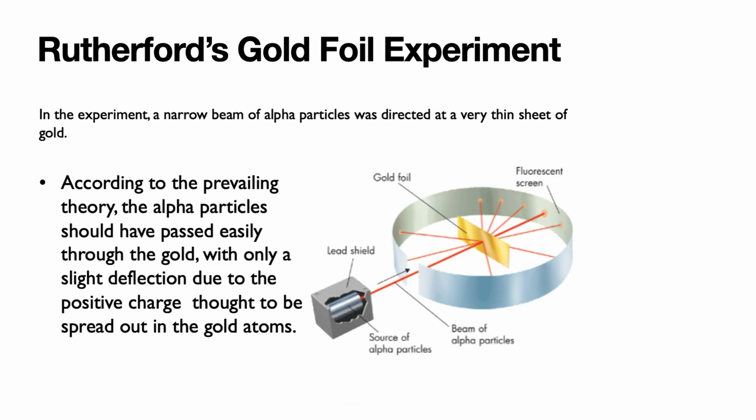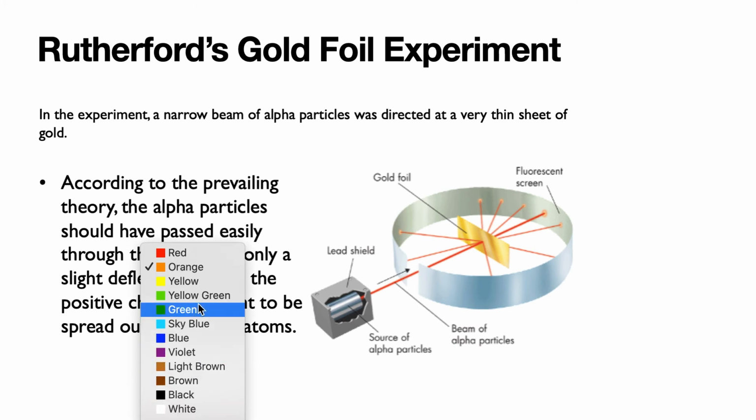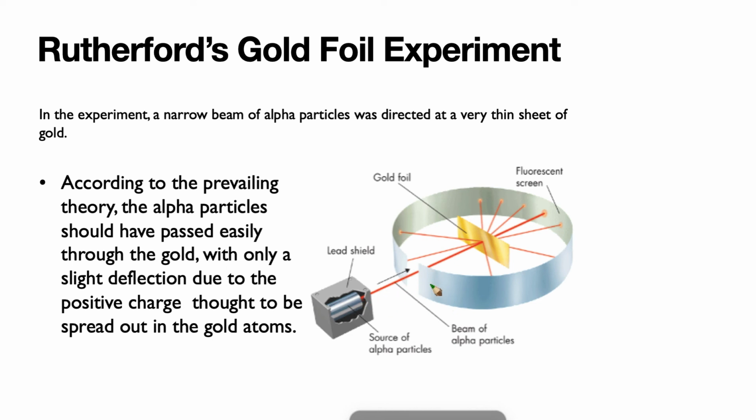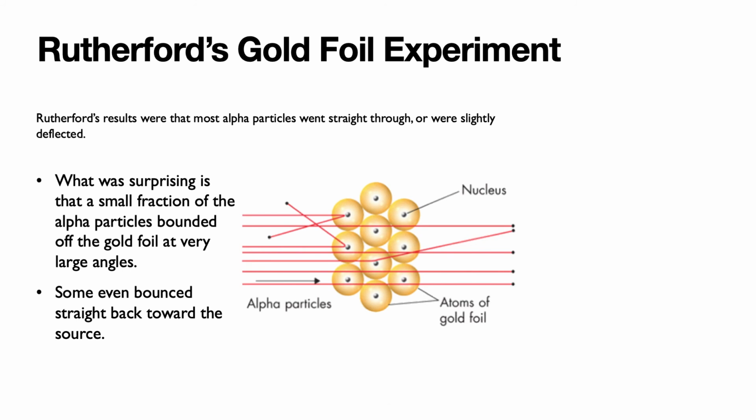So in the experiment, a narrow beam of alpha particles was directed at a very thin sheet of gold. According to the prevailing theory, the alpha particles should have easily passed through the gold with only a slight deflection due to the positive charge thought to be spread out in the gold atoms. So what was surprising is that a small fraction of the alpha particles bounced off the gold foil at very large angles. Some even bounced back straight toward the source.